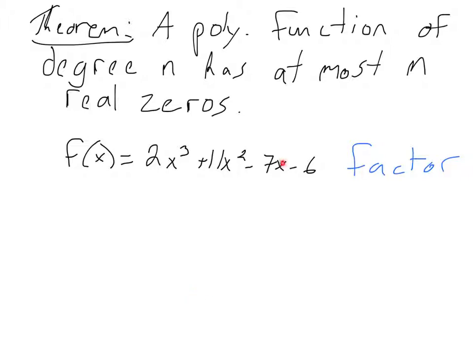So what we want is a theorem that will help us narrow the possible real zeros that we can test, so we don't have to test an infinite number. We can test just the ones that are possibilities. And that's what the next theorem is going to help us do, the rational zeros theorem.